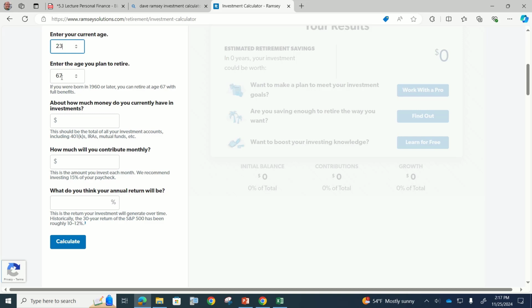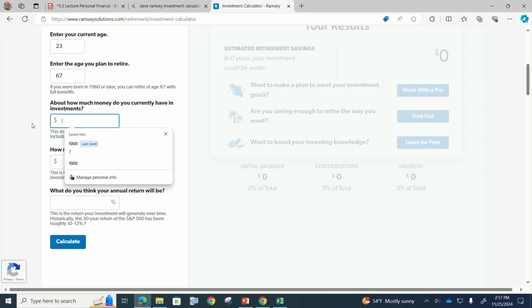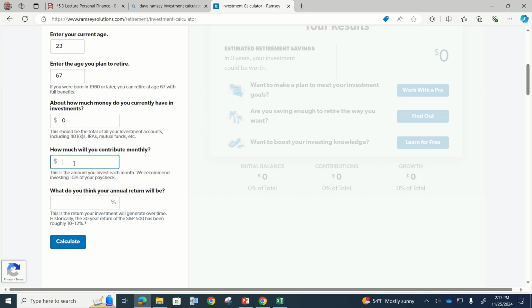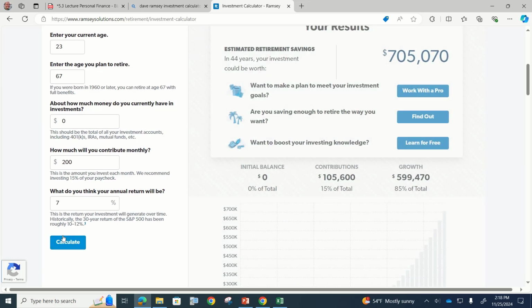23 years old. I'm going to retire at 67. I don't have any money in investments, but I'm willing to contribute $200 a month. This last box asks you what your annual return is going to be. I told you 7% is good for a stock market ETF, so I always use the number 7. The website says 10 to 12%, but that is wrong. I showed you today, that's wrong. That's way too optimistic for a number, in my opinion. So I think we should use the number 7, and then we'll hit calculate.